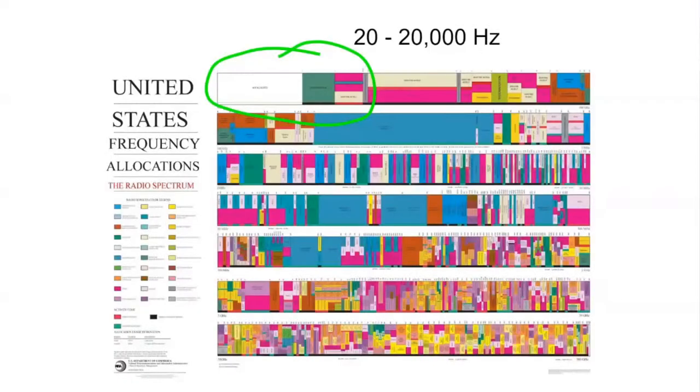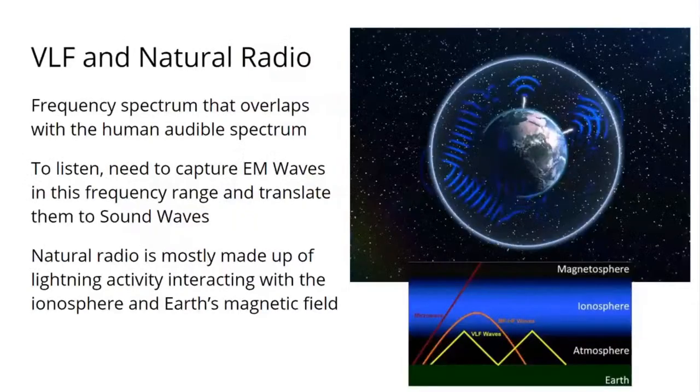Again, we're thinking about these radio allocations, but that's the artificial radio that we're producing. And there also happens to be a natural radio in the VLF spectrum. And as I mentioned at the beginning, 20 to 20,000 hertz is the, sorry if it's getting pretty loud in here. VLF radio covers or overlaps with the audible spectrum that we can hear. So our audible spectrum again is 20 to 20,000 hertz. VLF crosses into that, even though it's a different form of wave.